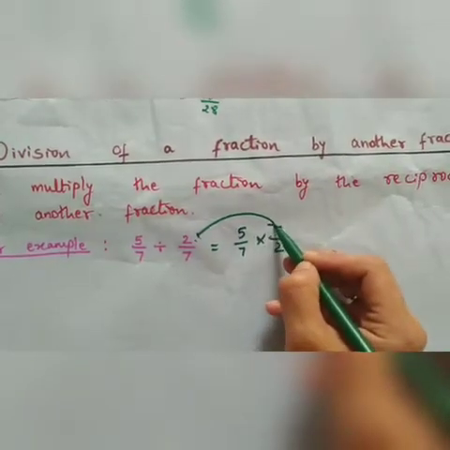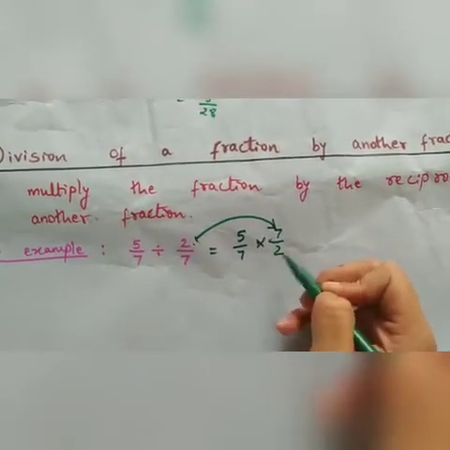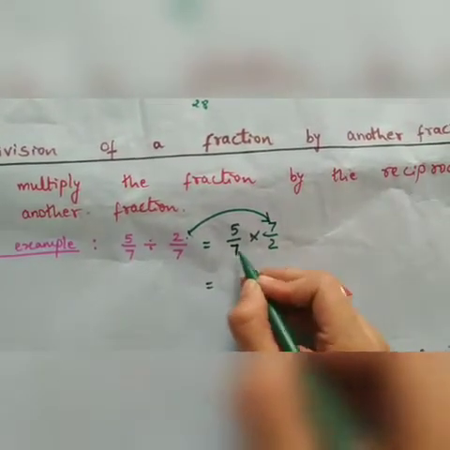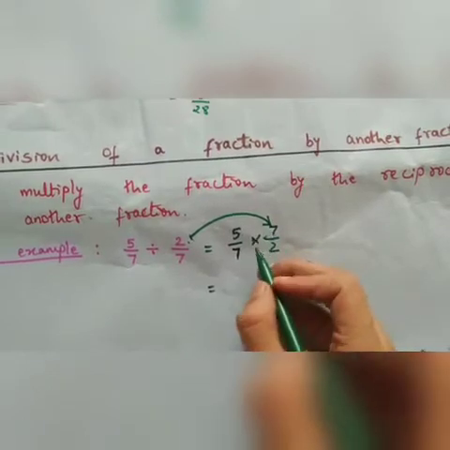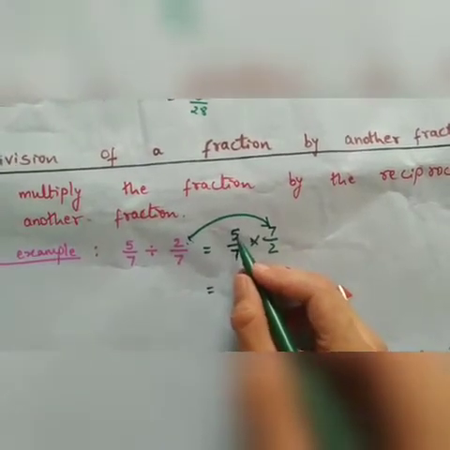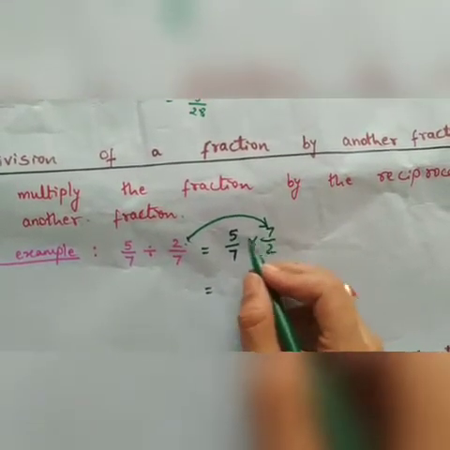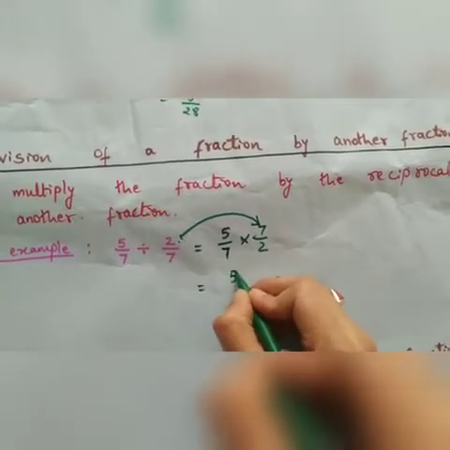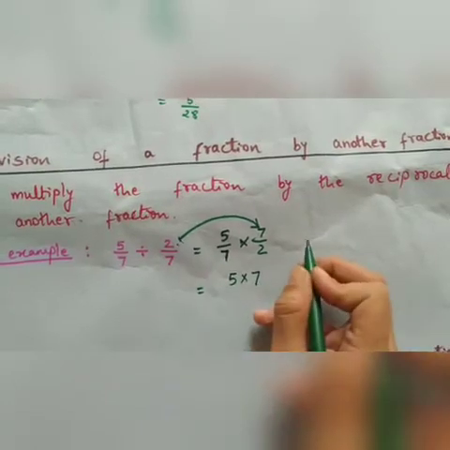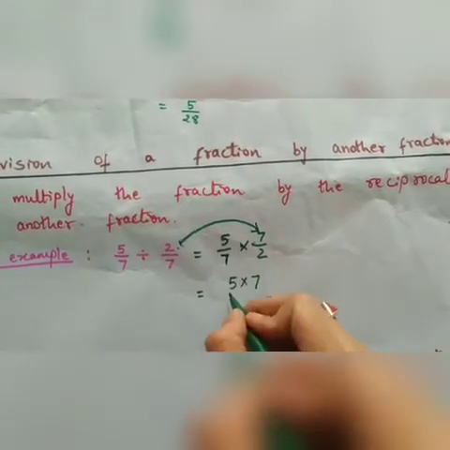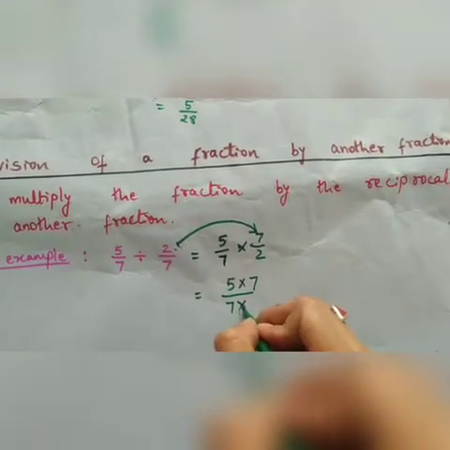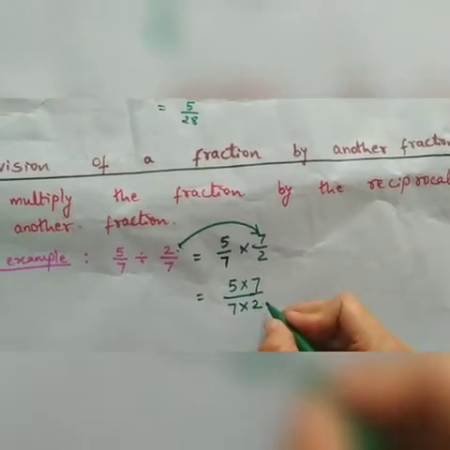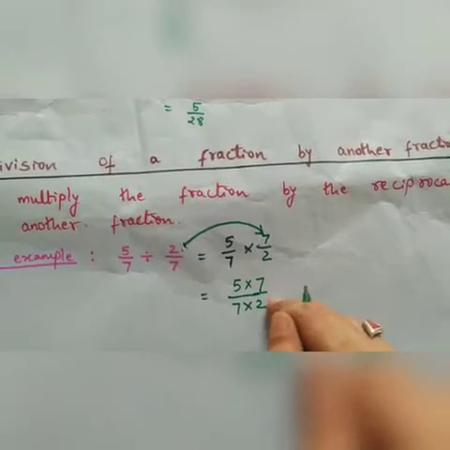Reciprocal of 2 by 7 is 7 by 2. So now next step is what? We have to apply the multiplication rule here. Okay, so what is the multiplication rule? Multiplication rule says that in numerator, product of numerators, that is 5 into 7. And in denominator we get 7 multiplied by 2, that is the product of denominators. This is according to the multiplication rule.